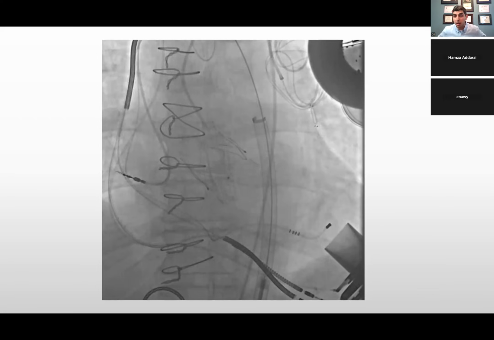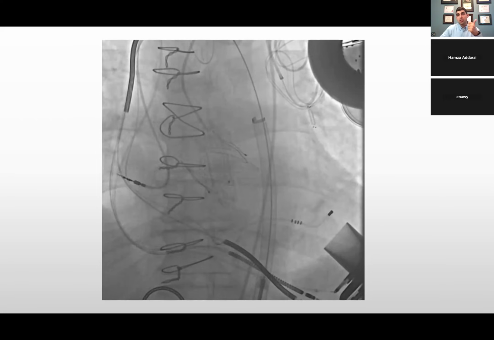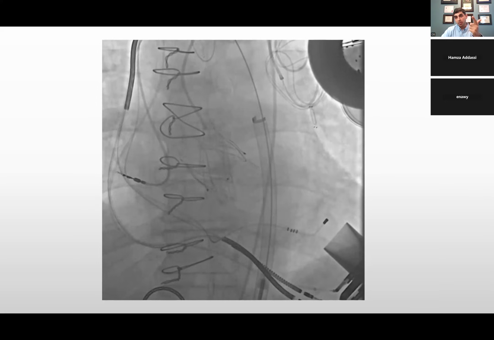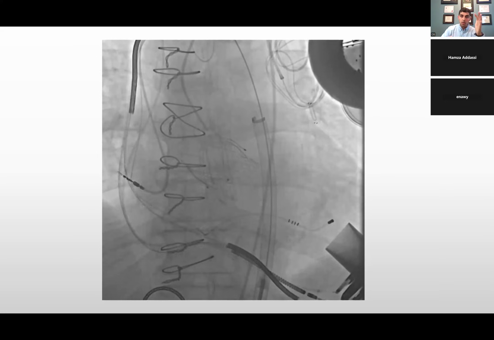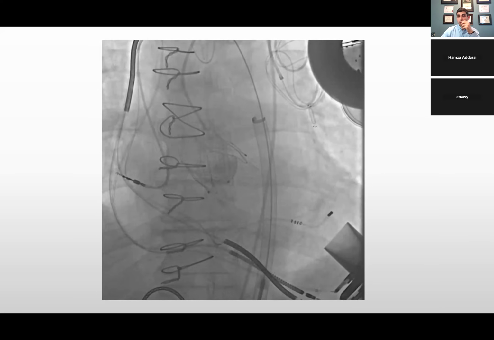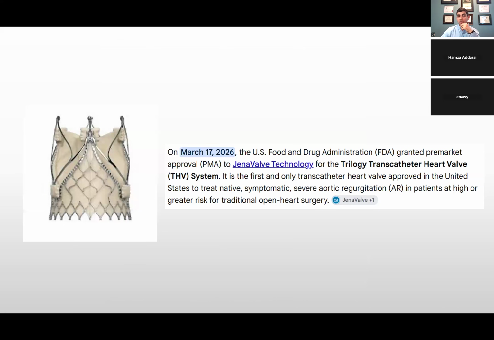So structural cardiologists can fix aortic stenosis from the leg. They can fix aortic regurgitation from the leg. Now there's a little more detail to that, but in general, that's the second solution that was done. And this is how this valve looks. This is called the Jenna valve, and it is FDA approved and available for use.